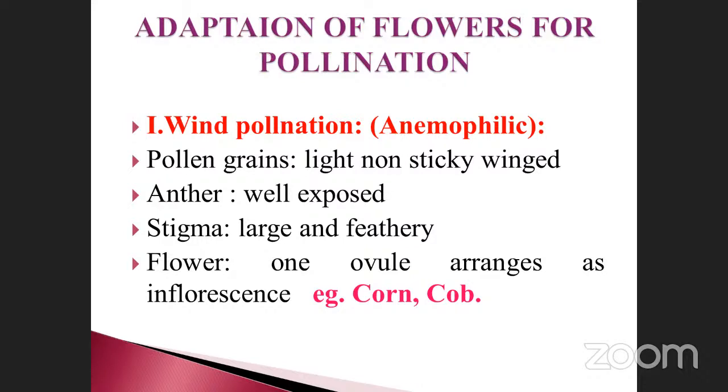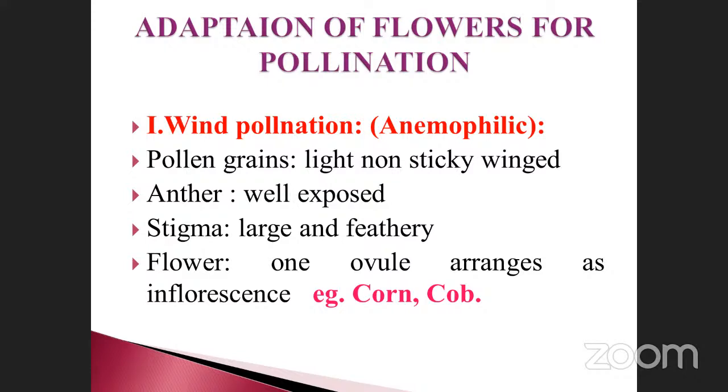Flower: one ovule arranged as an inflorescence. Example, corn and cob. Wind pollination is called anemophily. Wind means moving air. What are the flower characteristics? Only then does the plant undergo wind pollination. Otherwise, it is not possible.